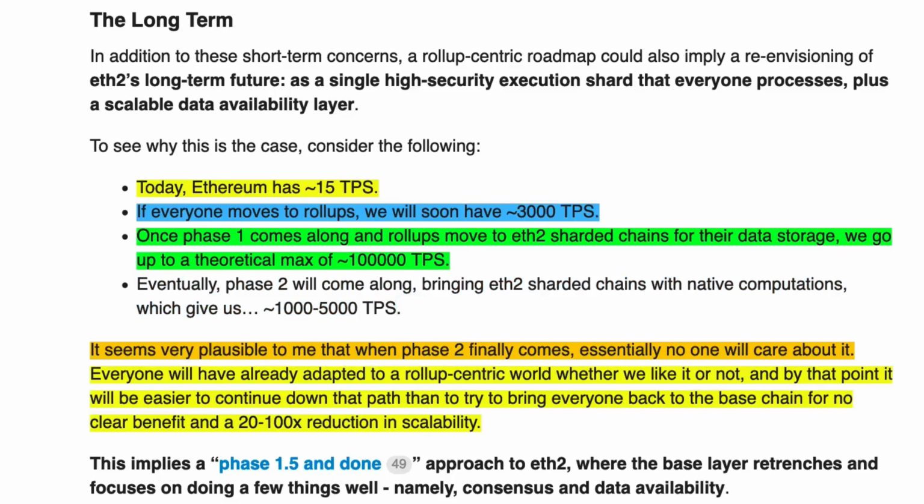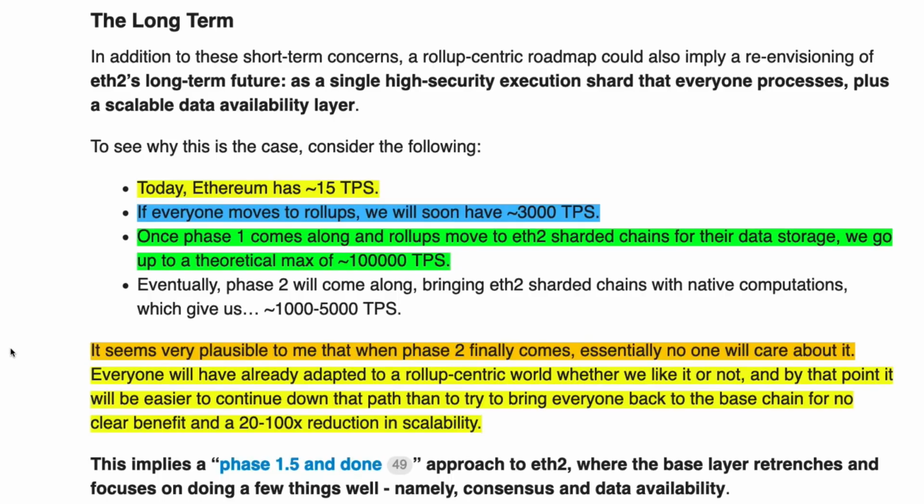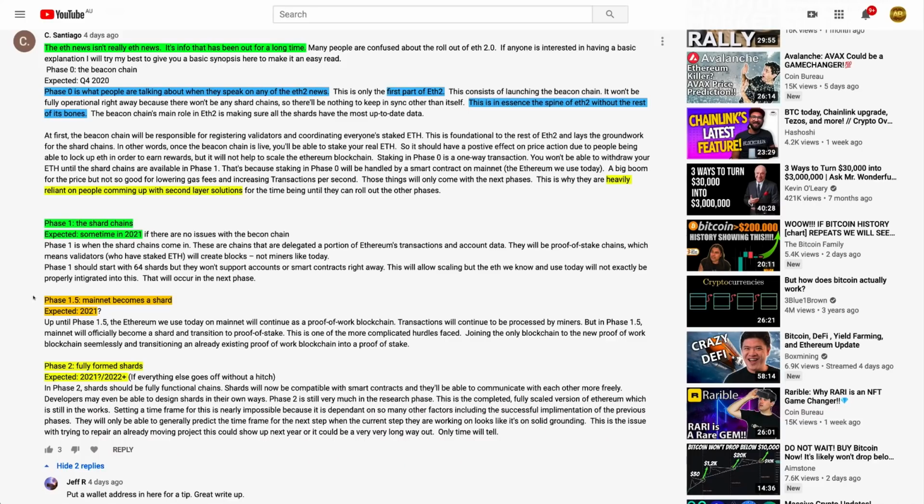And therefore, it seems very plausible to me that when phase two finally comes, essentially no one will care about it. Everyone will have already adapted to a roll-up-centric world, whether we like it or not, and by that point, it will be easier to continue down that path than to try to bring everyone back to the base chain for no clear benefit and a 20 to 100x reduction in scalability. So this would suggest that phase 1.5 would be the most important phase, and that by the time this launches, people are going to be using roll-ups and layer 2 solutions in general so much that phase 2, the fully formed shards, might not even be that relevant or that important.